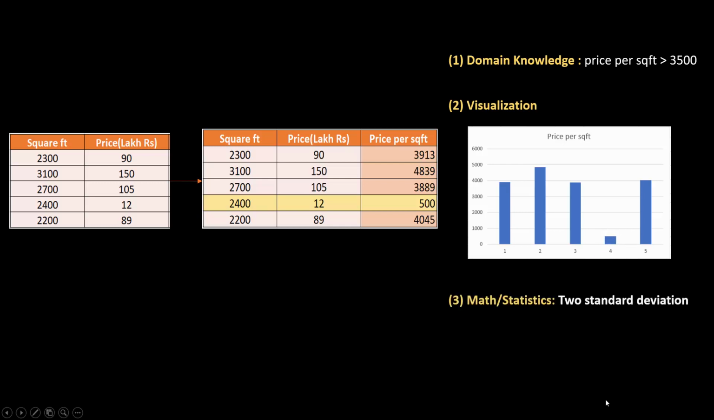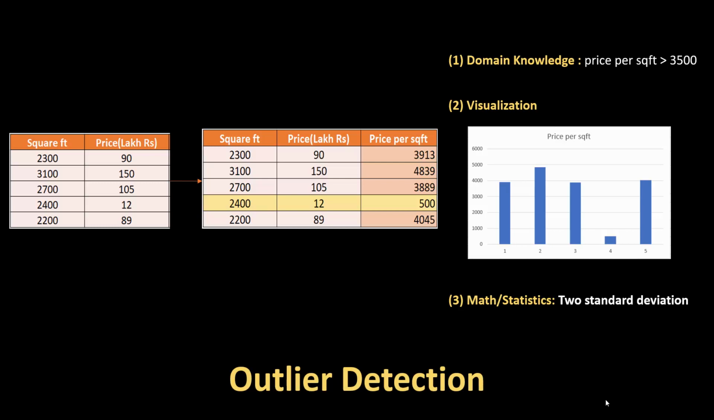You can also use mathematics and statistics, where you can use techniques like two standard deviations to detect these kinds of special observations. Now this data point here is called an outlier, and these three techniques listed on the right hand side are basically the outlier detection techniques.